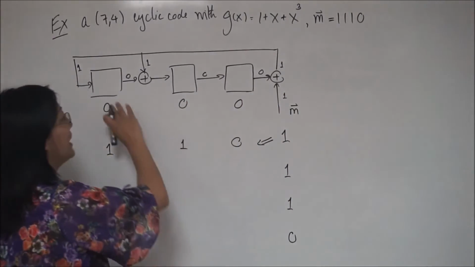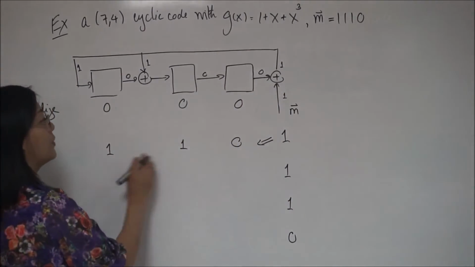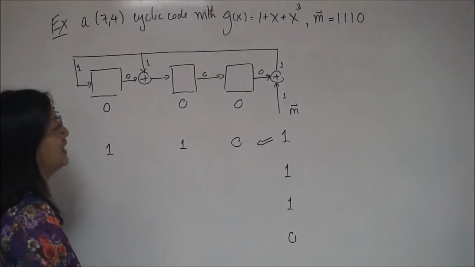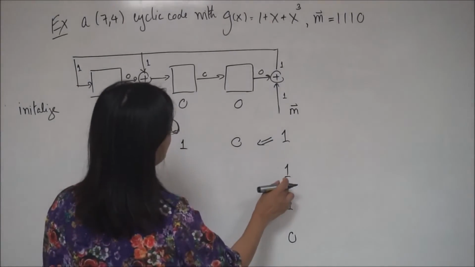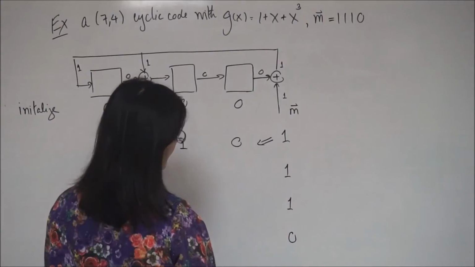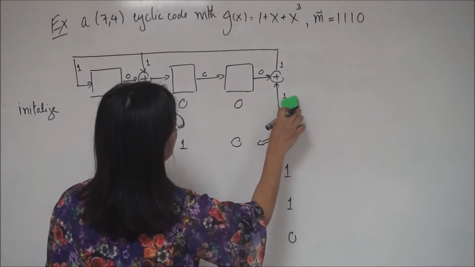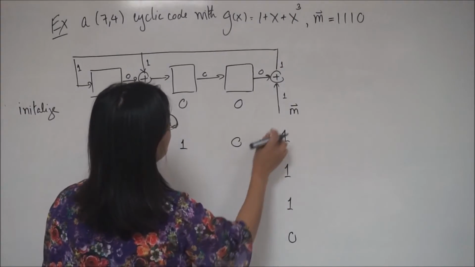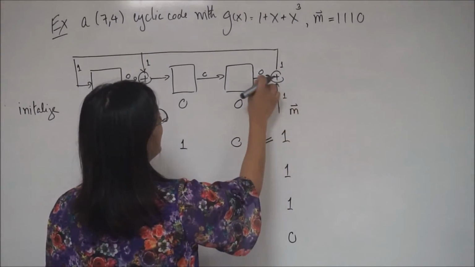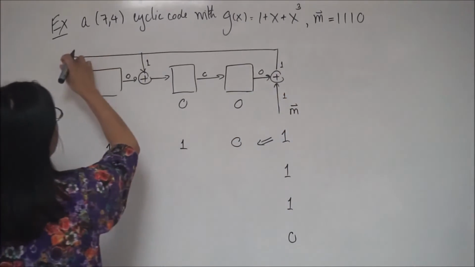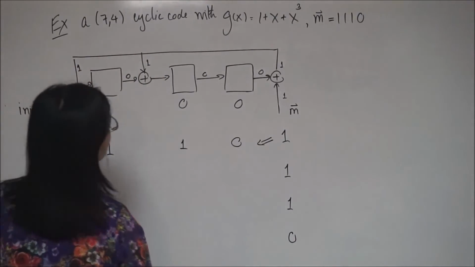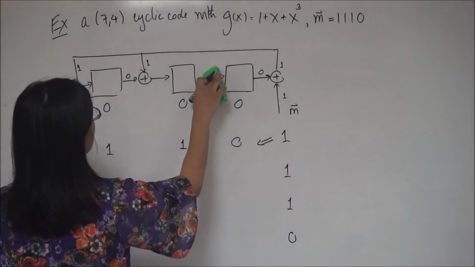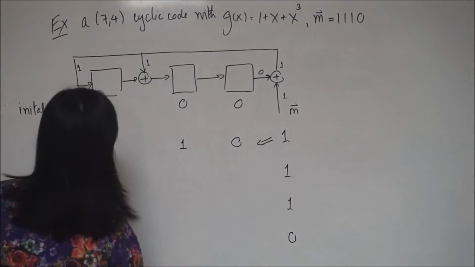So I write it like this. This comes from the data. And then the check bits have to be flipped so that the most significant bit is on the left and the least significant bit is on the right. So this one becomes like this. And now you get the code word for this data.